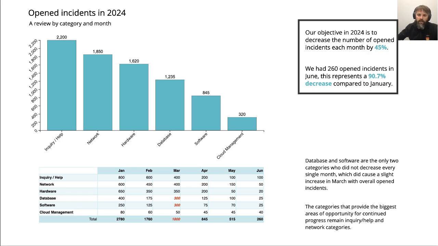If I go up here, I do know if we have good or bad results. So I see that our objective for 2024 was to decrease the number of open incidents by 45%. And guess what? We're down to 260 total incidents in June, which is a 90.7% decrease. A lot of context here, but it's very clear the story I'm trying to tell, and I give enough detail that I can actually make meaningful conclusions.